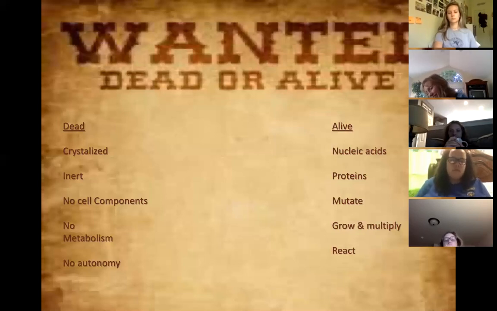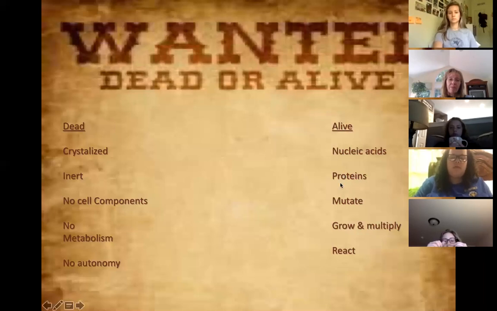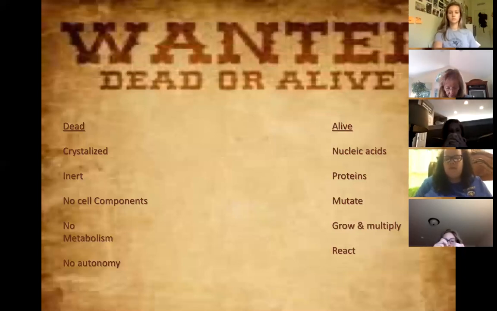So no cell components. When we say no cell components, we're specifically talking about how they're not going to have a nucleus. They're going to lack organelles. One of the things they do have, and I'll try to do a better job of mentioning this, is enzymes. They do have nucleic acids, and they're made of proteins. So when we say no cell components, we're really referring to no organelles, or organelle equivalents. No metabolism: if that virus is just sitting in a petri dish, it's inert. It's not capable of breaking down or building things.